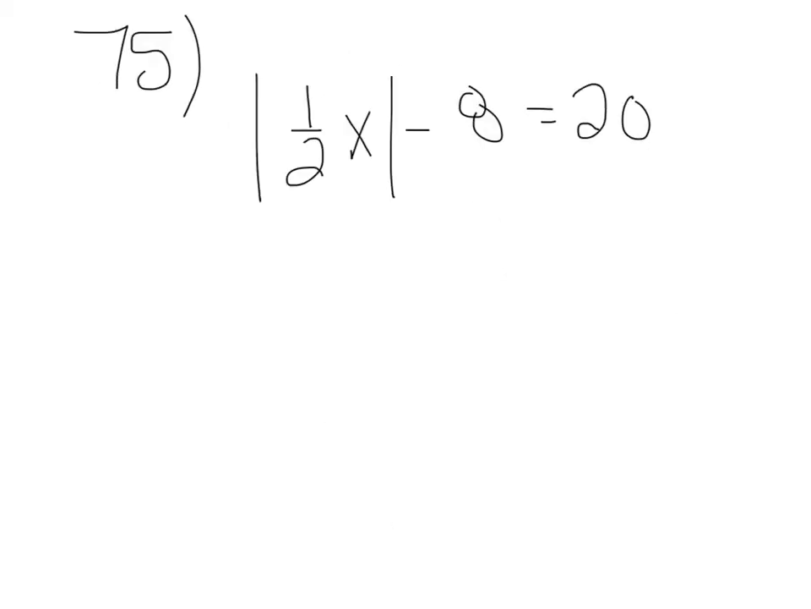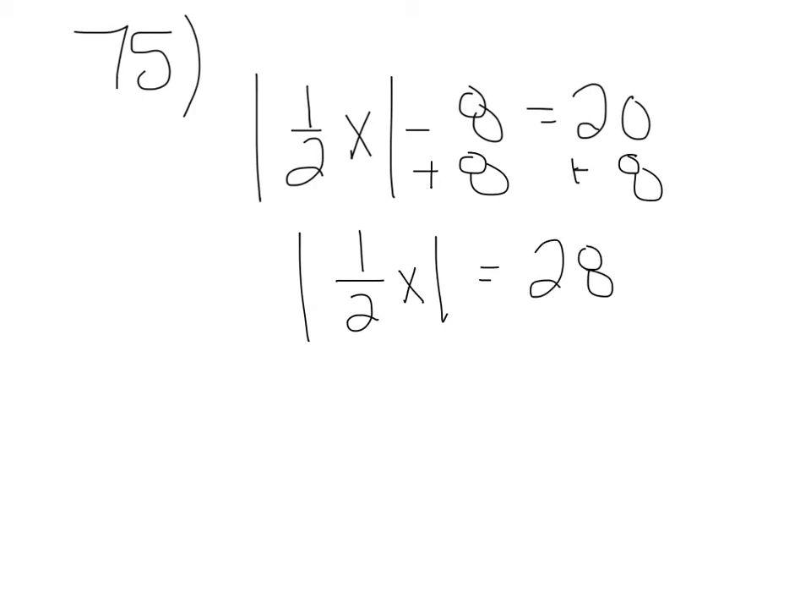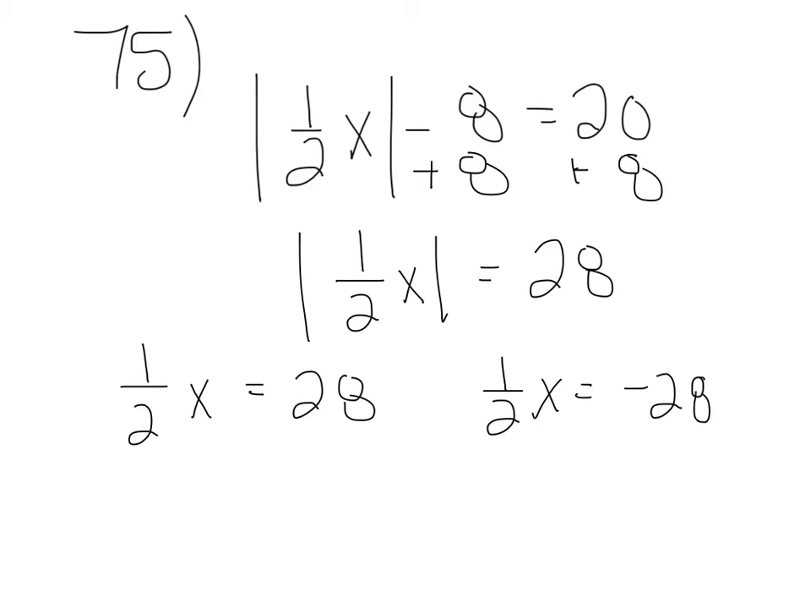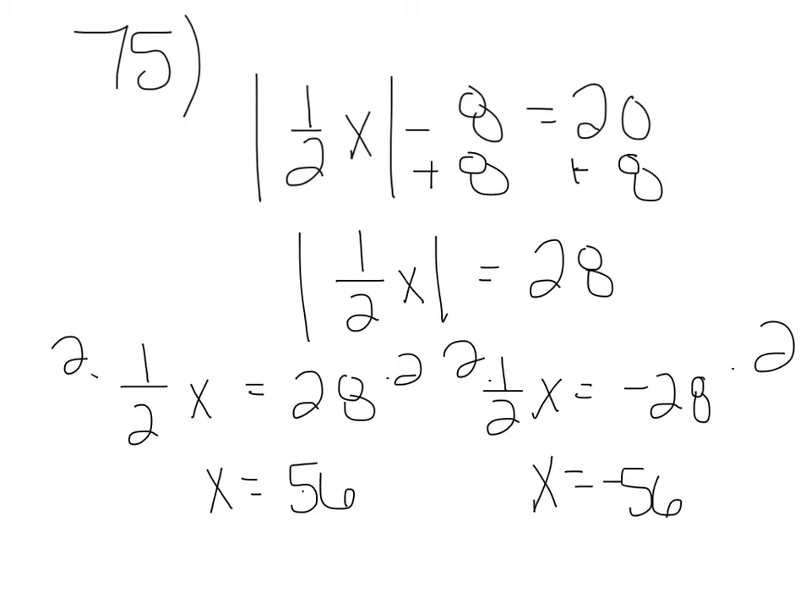Okay, so then 75, the first thing you have to do is isolate the absolute value by adding 8 to both sides. So I have 1/2 x is equal to 28. Then I break it up into my two separate equations. 1/2 x is equal to 28, and then 1/2 x is equal to -28. And so then I multiply both sides by 2 on both equations, and so then x is equal to 56, and x is equal to -56. So then the one that corresponds to that would be C.